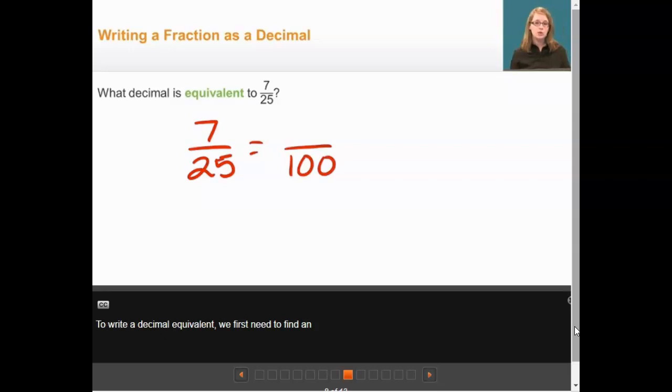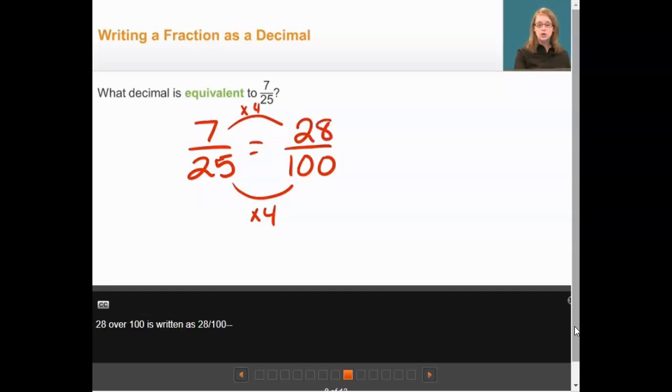To write a decimal equivalent, we first need to find an equivalent fraction with a power of 10 as the denominator. 25 times 4 is 100. When we do the same to the numerator, 7 times 4 is 28. 28 over 100 is written as 28 hundredths, 0.28. This is a rational number because it ends. It terminates here at this place value.